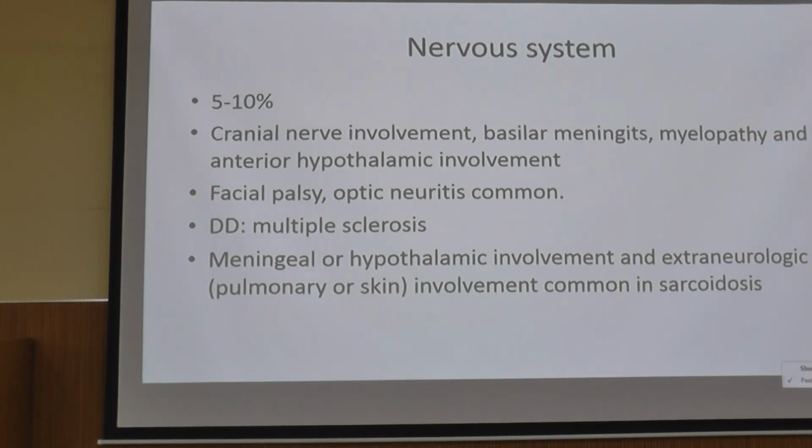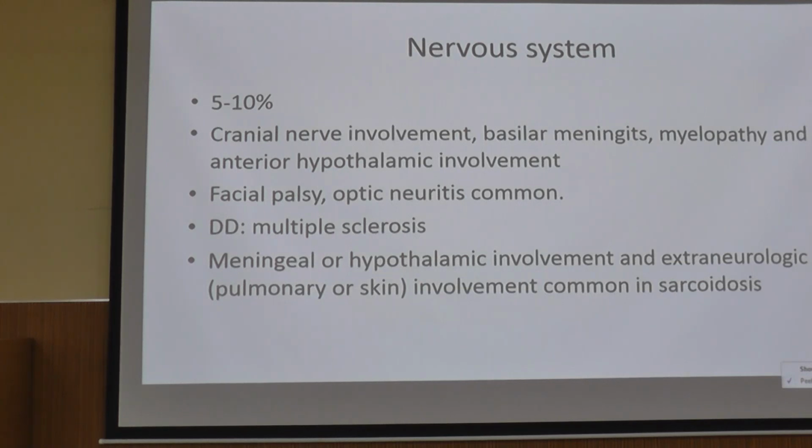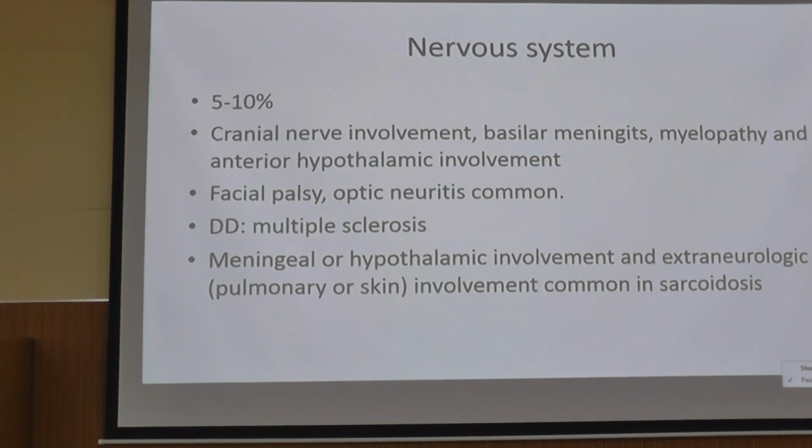Because there are deposits in multiple areas, sometimes they present with white matter changes, so they make a diagnosis of multiple sclerosis. You have myelopathy, pituitary involvement, optic neuritis, which help you think of multiple sclerosis, so you have to rule out multiple sclerosis. What are the main differences? Meningeal or hypothalamic involvement will not be there in MS, and extra-neurological involvement will help you make a diagnosis of sarcoidosis.